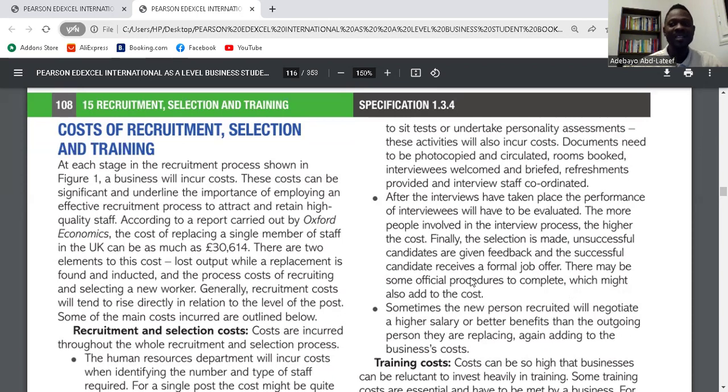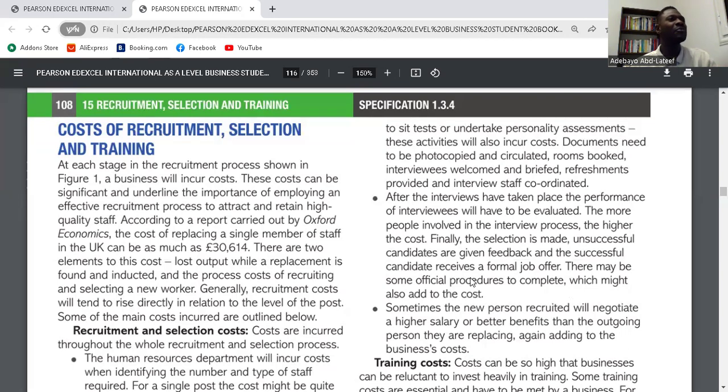Documents need to be photocopied and circulated, rooms booked, interviewees welcomed and briefed, refreshments provided, and interview staff coordinated. When you have to interview candidates, it takes time. You have to organize them, coordinate things, and pay extra for the staff who will take part as interviewers.